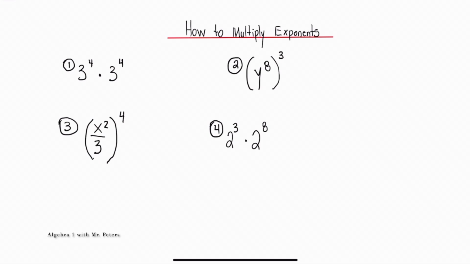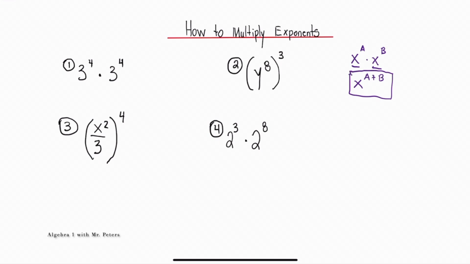When we talk about multiplying exponents, there are two key rules we need to be familiar with. So the first one is going to be like this. We have x to the a power times x to the b power. And because they have the same base, we are just going to add our exponents. This is the first scenario.